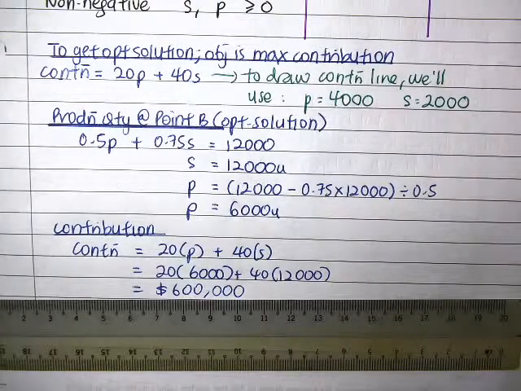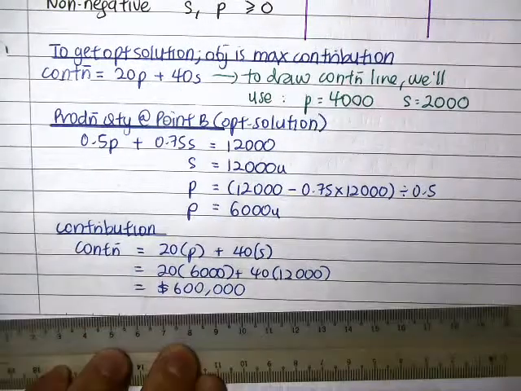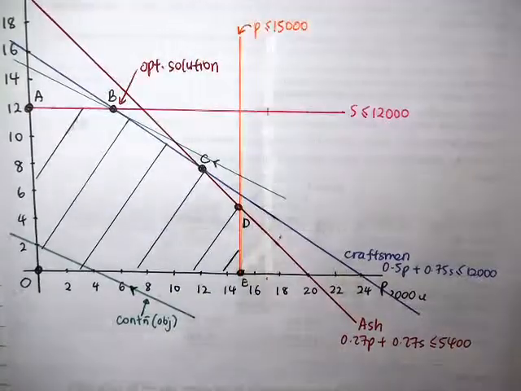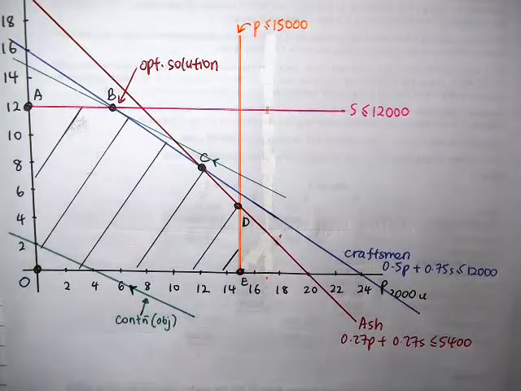Now, do you have shadow price for labor? You read the question, cannot find one. You must read the graph. Then only you can find it or not. Okay? You got shadow price for labor?